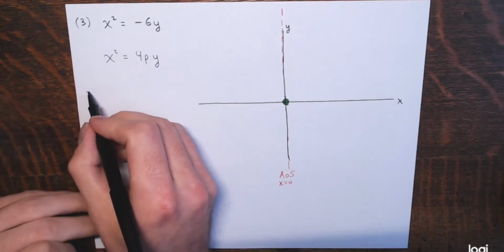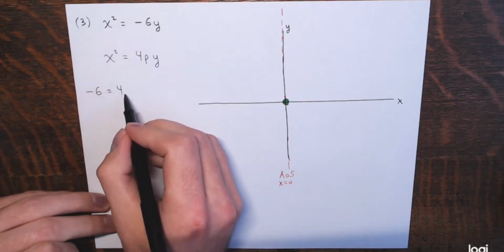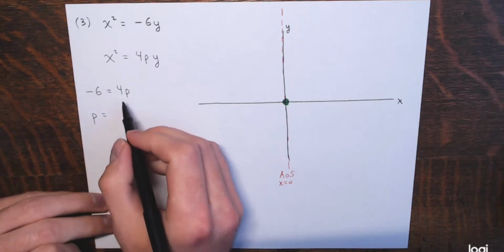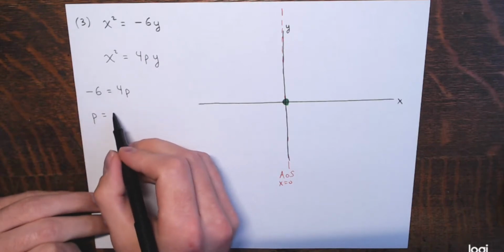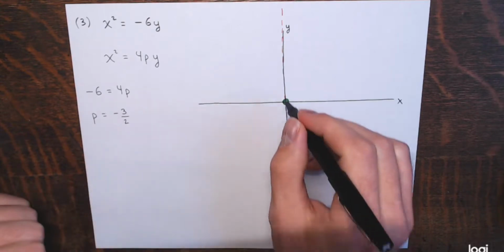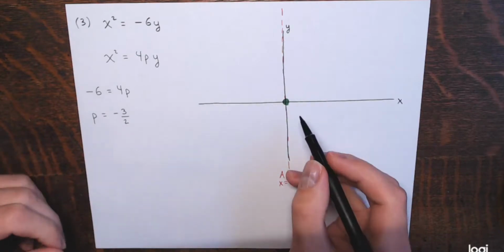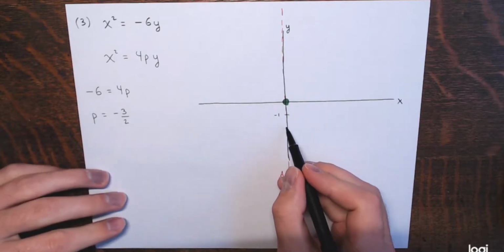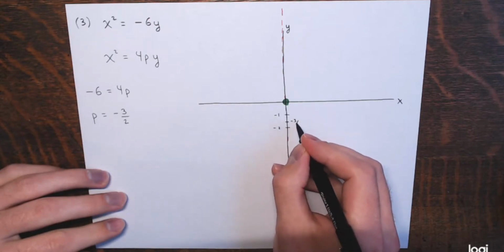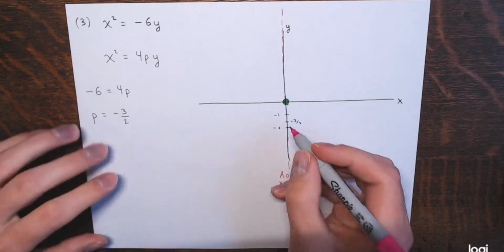Now this time the -6, the coefficient of that y, that's the 4p. So p here is a fraction, -6/4, which reduces to -3/2, -1.5. Now when we're talking vertical, a negative number means down. We're down 3/2. So say here's -1, here's -2, and -3/2 is here. There's the focus.